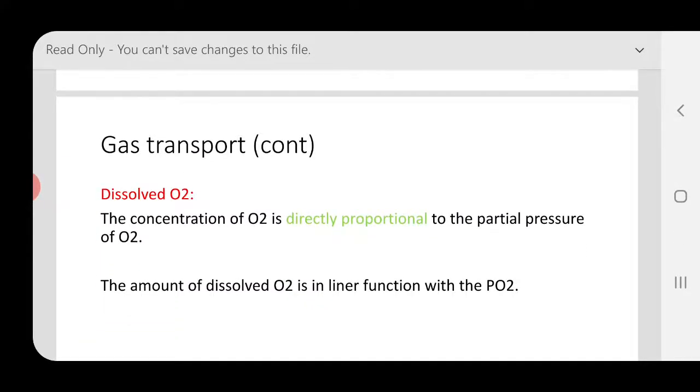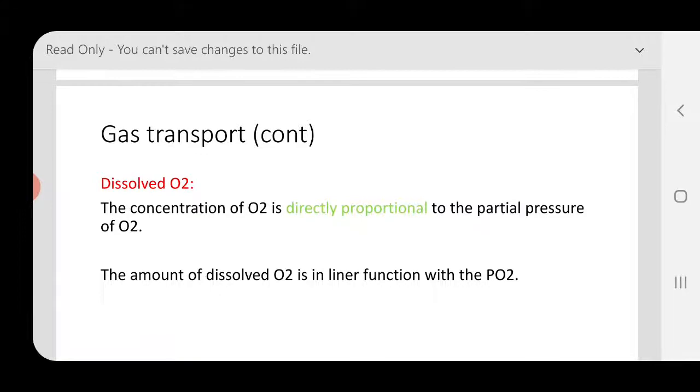So the second form, which is the least common form other than oxyhemoglobin, is the dissolved O2. The concentration of O2 is directly proportional to the partial pressure of O2. The amount of dissolved O2 is a linear function of the partial pressure of oxygen.